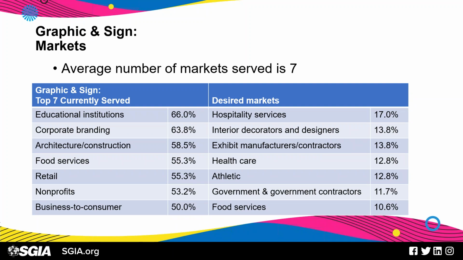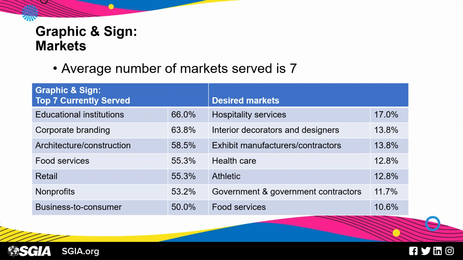Here on the slide, you can see the top currently served markets, and they are educational institutions, corporate branding, architecture, construction, food services, retail, non-profits, and business to consumer. And here in the table, those are the markets that are served by at least half of the respondents.